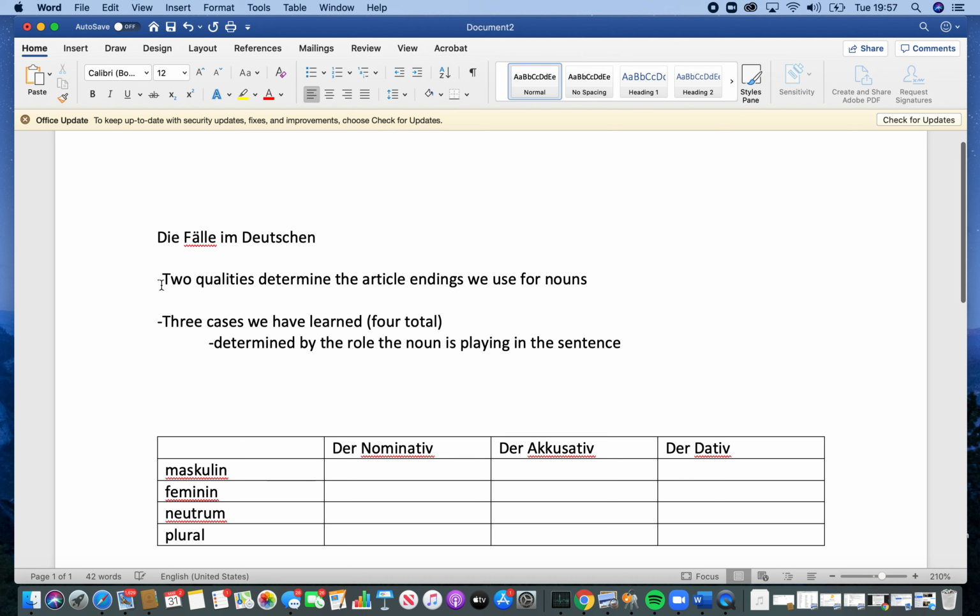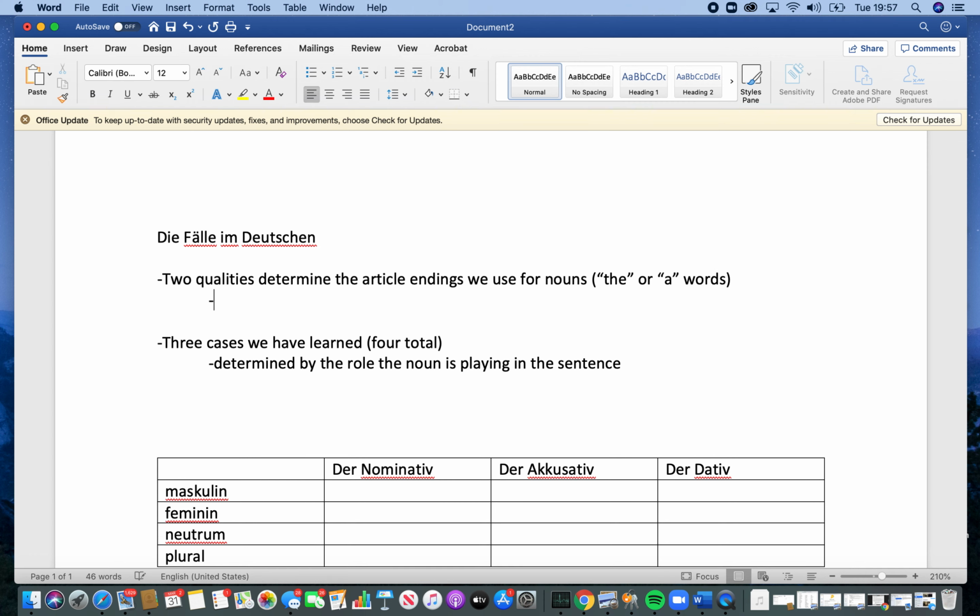So first, I've got this statement here. Two qualities determine the article endings we use for nouns. The articles are like der, die, das. Those are the definite articles. Indefinite would be ein, eine, einen, und so weiter. So we'll say the or words.